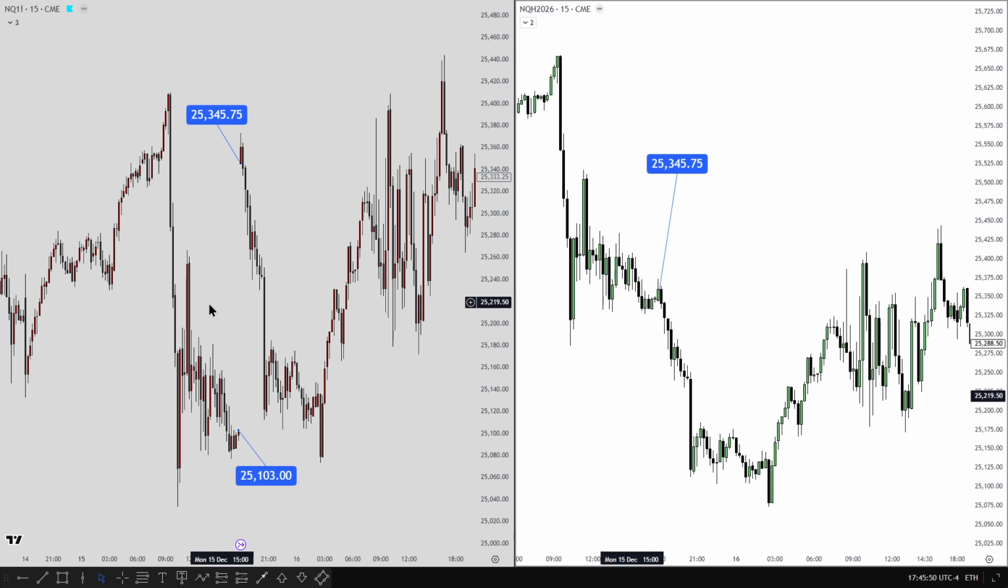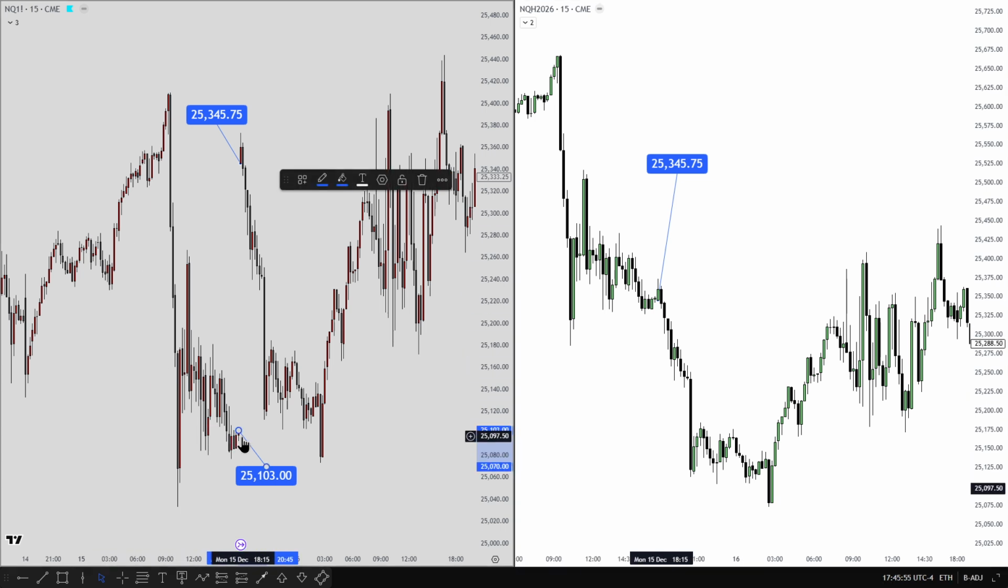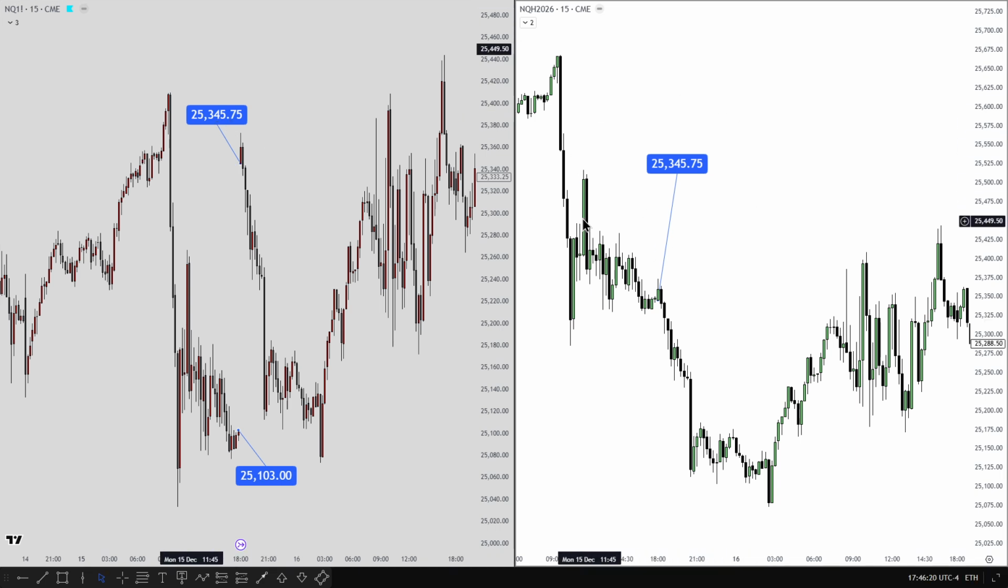Whereas on the continuous contract, because it's just smoothing out the levels, it goes from whatever the December contract price was, which is 25,103, and it'll reprice to what the March contract is going to be. So if the December contract closes at 25,103 and it expires at that price, the continuous contract, which is NQ1!, will have a gap and it'll reprice up to 25,345.75. Whereas on the March contract, we don't see any type of repricing, it just stays there.